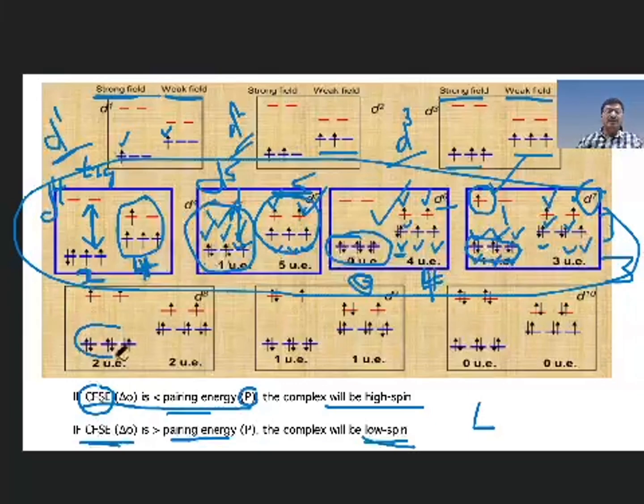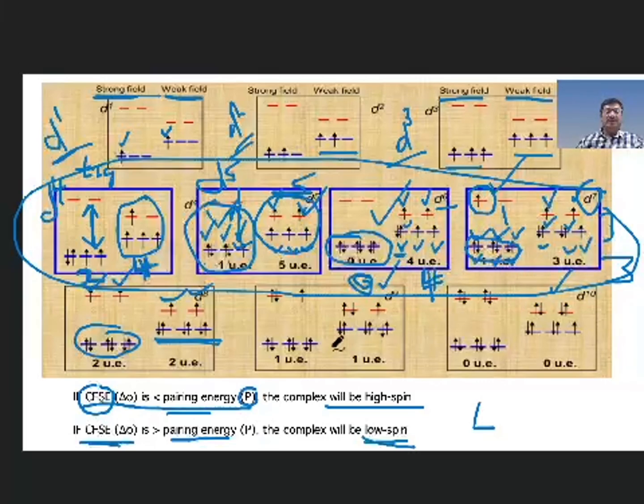First 6 electrons will go to the t2g, and after that the remaining 2 electrons will go to eg. In case of the high spin, the first 3 electrons will go to t2g, the 4th and 5th electrons will go to eg, and the remaining 3 electrons will go to t2g. So the number of unpaired electrons is the same in case of d8 electronic configuration. And this is the d9 electronic configuration, this is the d10 electronic configuration.